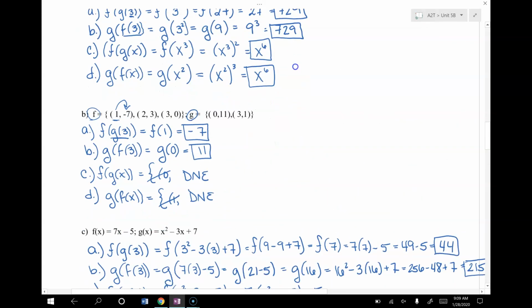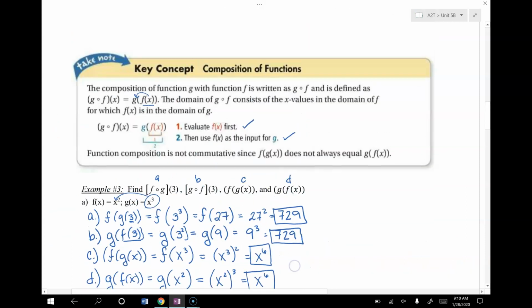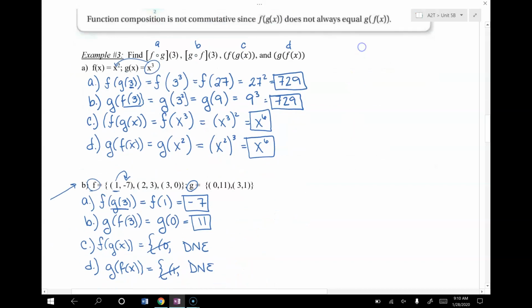Okay, so if you're struggling a little bit with B, just because it is a relation, it's simple, you can always go back and it says in the explanation of the concept that the domain of g of f consists of the x values in the domain of f. Okay, so that means I'm going to take all x values in F and correspond them to f of x in the domain of G. Okay, what that means is just what we did.